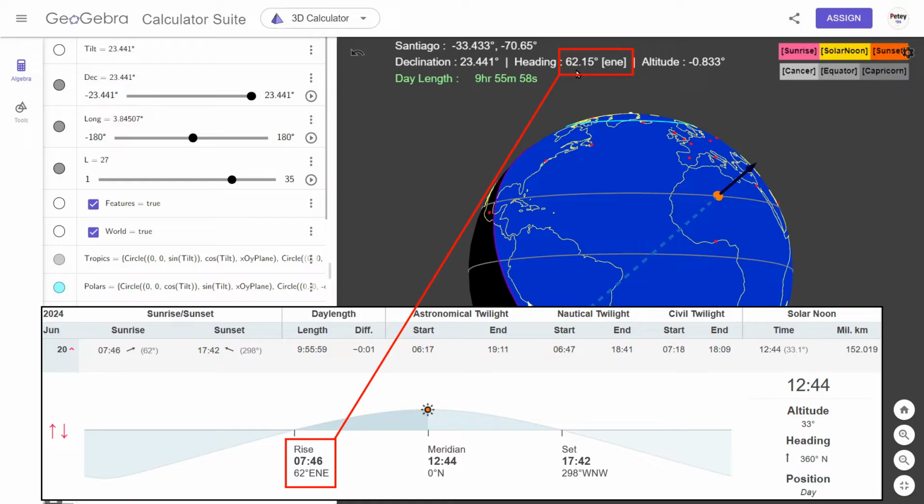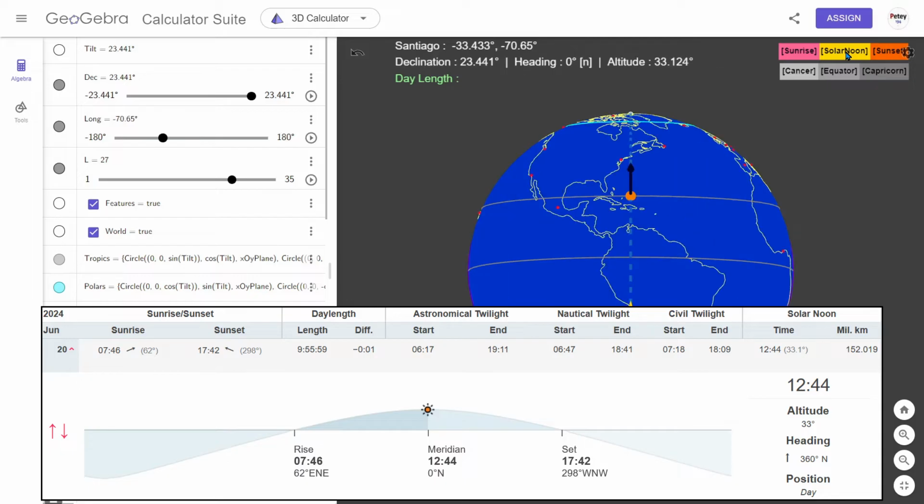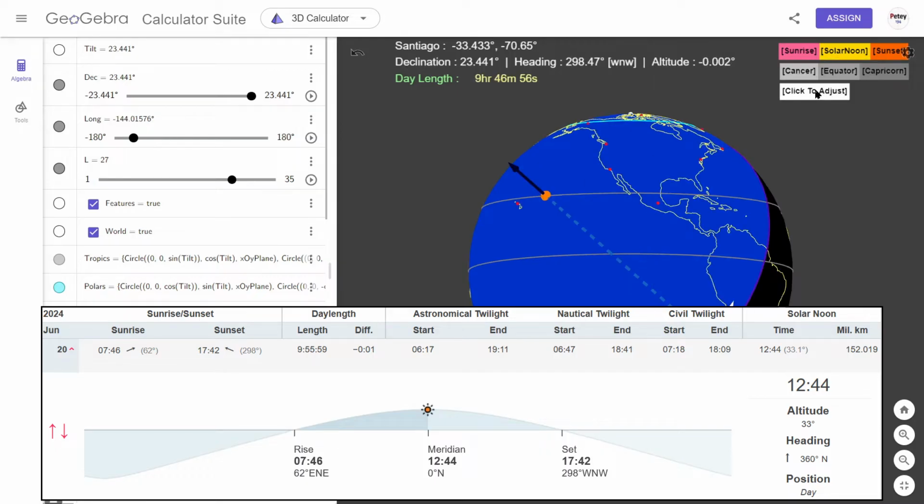We have 62 degrees east-northeast for our heading, so do they. What else? Solar noon. We have a heading of 0 degrees, which is the same as 360 north. We have an altitude of 33 degrees, and so do they. Sunset. Let's adjust that as well. 9 hours 55 minutes 58 seconds and a heading of 298 west-northwest.